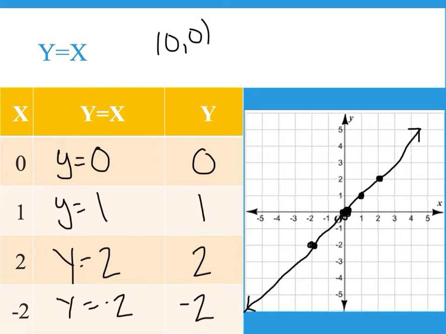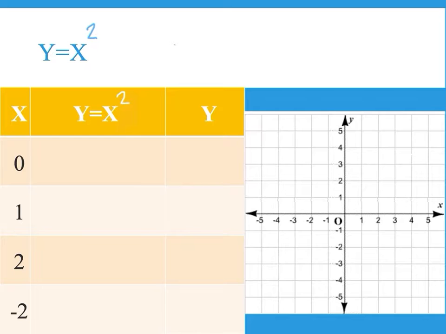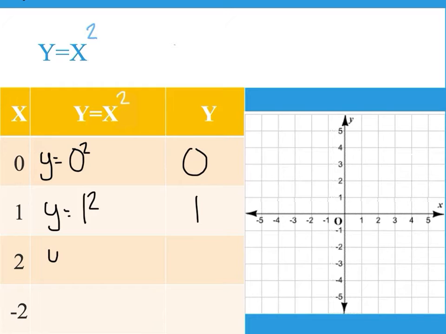Now let's look at a little bit harder problem. Here is y equals x squared. So let's fill out our table again. Here, y is equal to 0 squared. 0 squared equals 0, so y is equal to 0. Here, y is equal to 1 squared. 1 squared is 1 times 1, so 1 squared is 1. Here, y is equal to 2 squared. 2 squared is 2 times 2, so in this case, y is equal to 4.